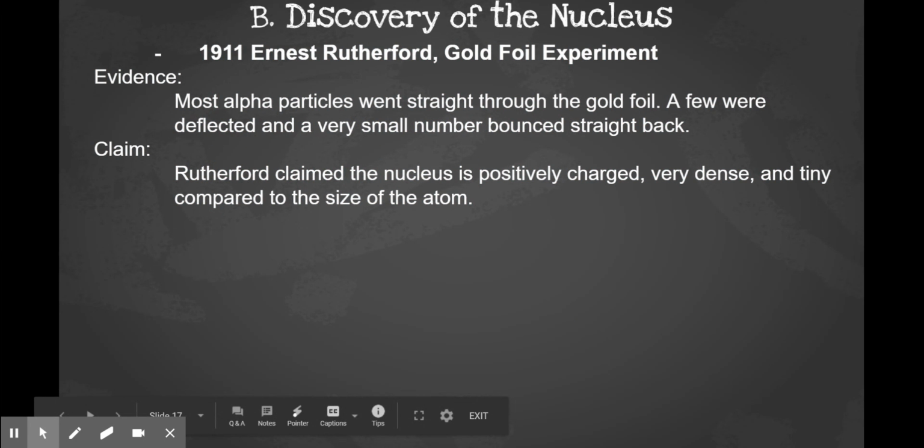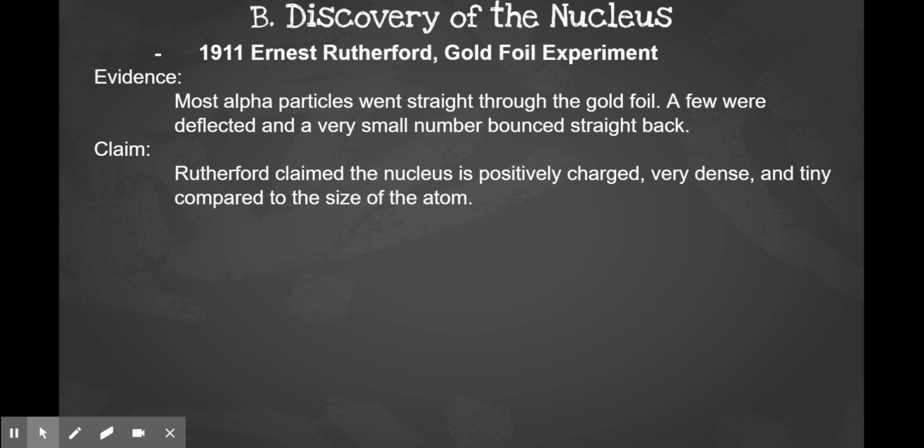The discovery of the nucleus. In 1911, Ernest Rutherford used his gold foil experiment to discover the nucleus. So his evidence was he shot at a piece of gold foil with alpha particles, which are positively charged, and most of them went straight through, which he expected. He expected it to be like shooting a bullet at a tissue paper. So he expected everything to go straight through. However, a few of them were deflected, and that was very unexpected.